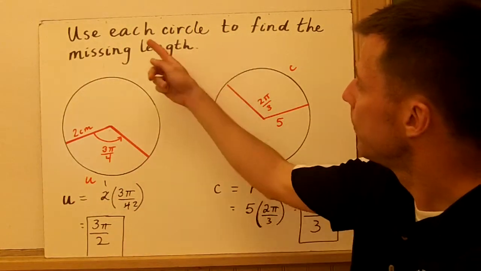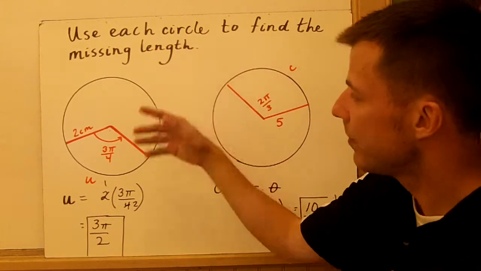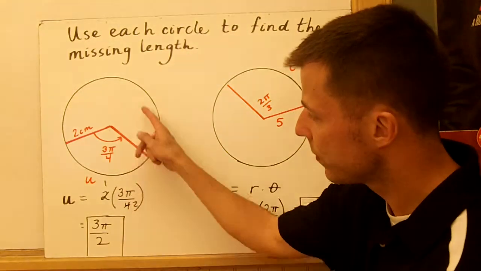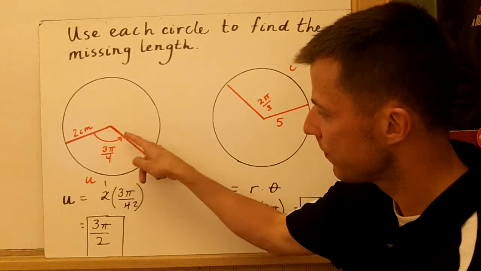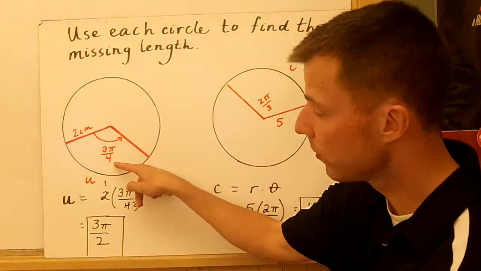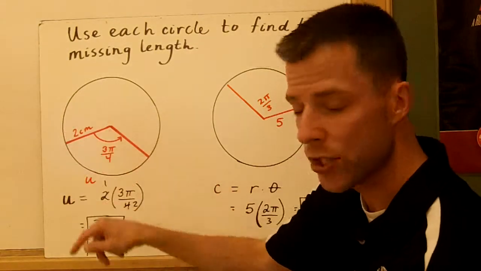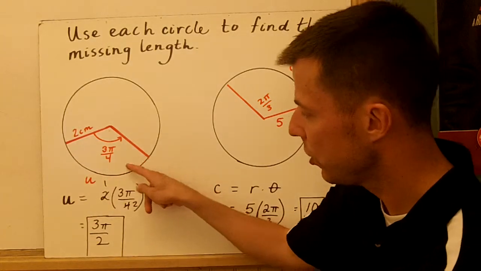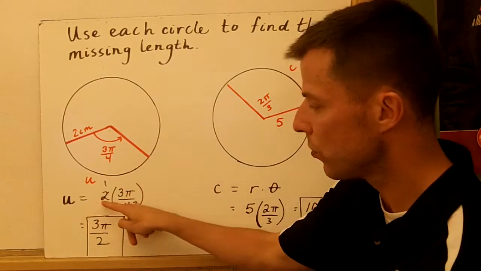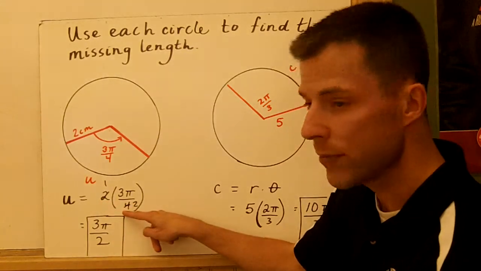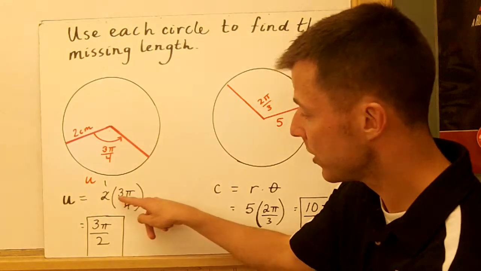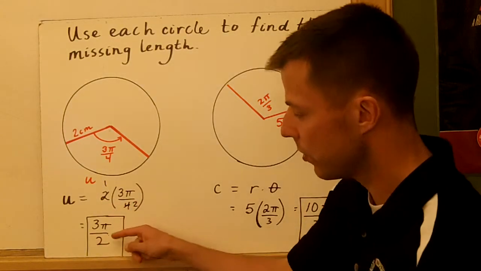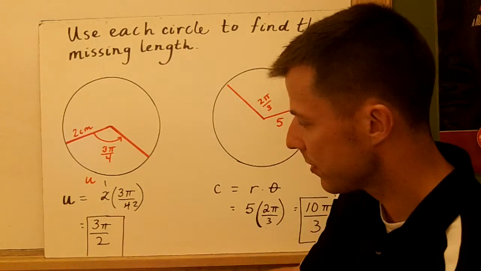Now, we're going to use each circle to find the missing length. So we're looking for the length of the intercepted arc here. So our first circle, we have an angle measure of 3 pi over 4. Okay, and that's in radians. Our radius is 2 centimeters. So our length of our intercepted arc U is going to be equal to your radius, which is 2, times your theta measure in radians. So that's 3 pi over 4. Well, the 2 and 4 simplify, so U equals 3 pi over 2 after we cancel out.